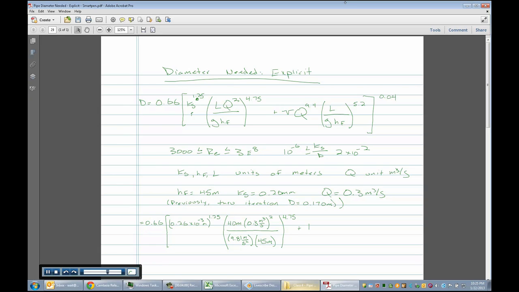Kinematic viscosity of water is 1 times 10 to the minus 6th meters squared per second. The flow rate again, 0.3 cubic meters per second, this time to the 9.4 power. Length, 40 meters pipe length. g, 9.81 meters per second squared. h sub f, 45 meters of head loss. This term to the 5.2 power, and then all of that to the 0.04 power.